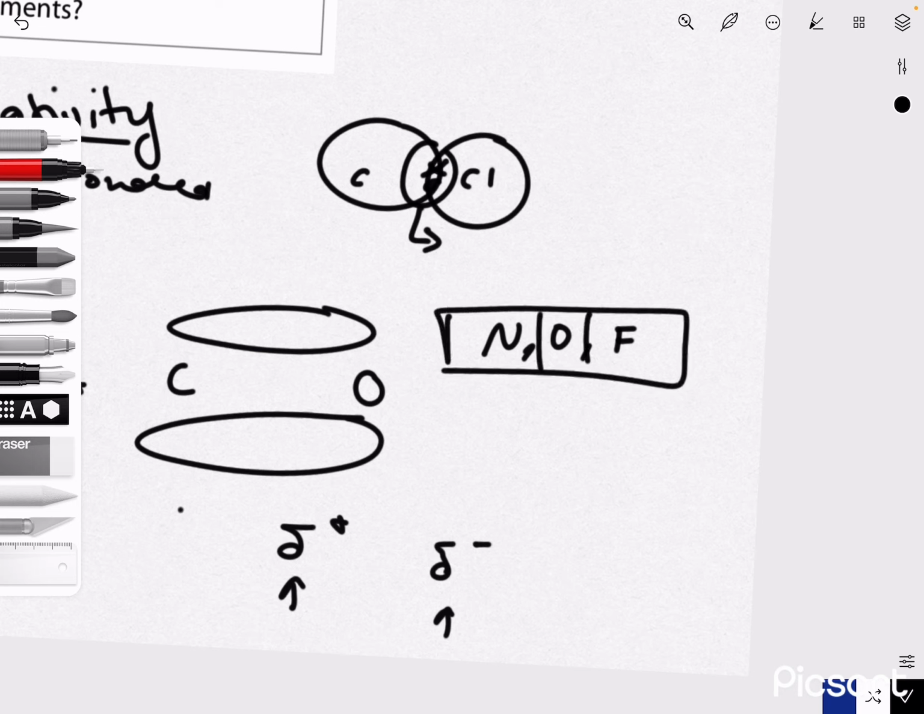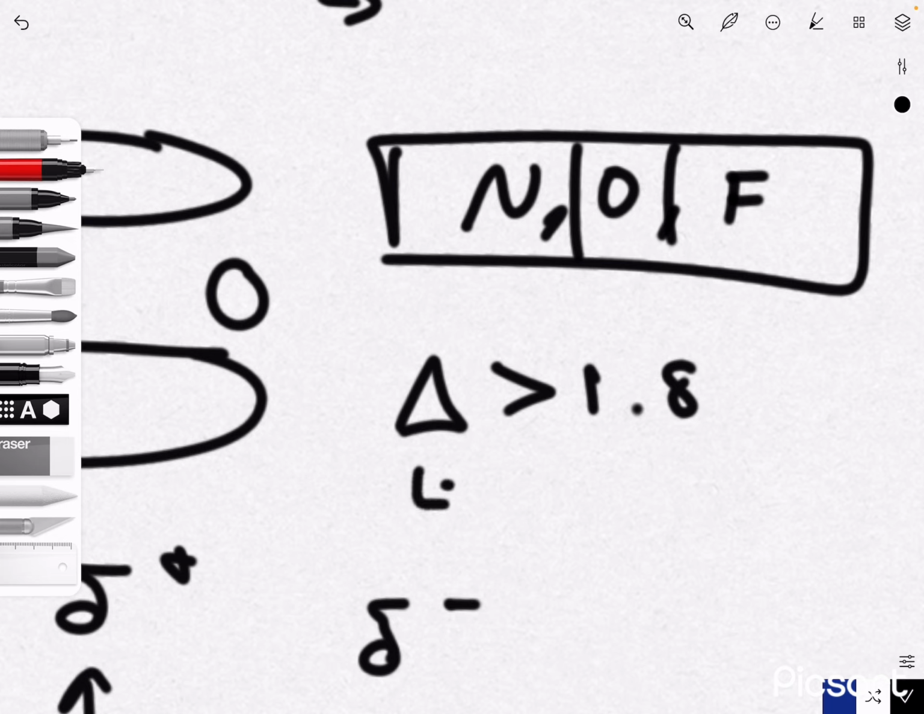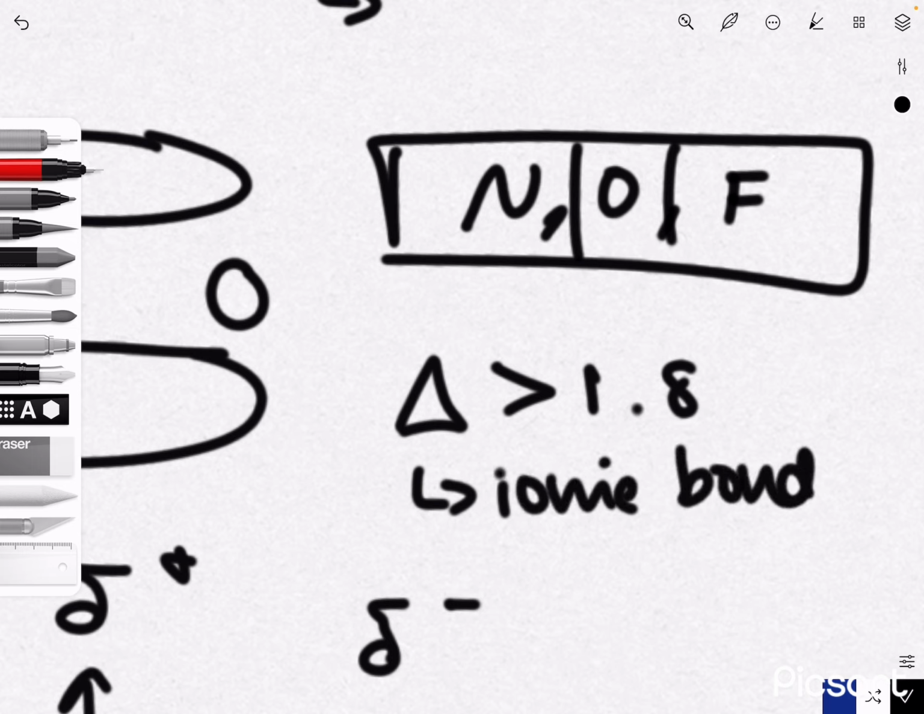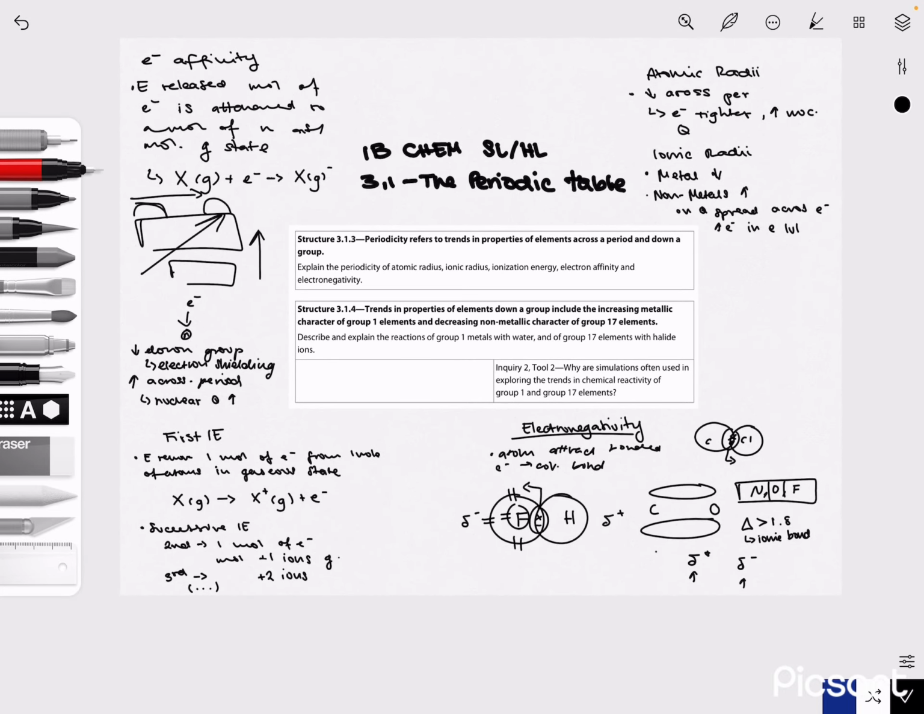But if anything, in your exams, you will have access to a periodic table in which the electronegativities of each element is stated. Now, elements with an overall difference in electronegativity over 1.8. So you subtract the largest by the smallest, and if the number that you get is more than 1.8, that means that you have an ionic bond on your hands. Now that is all for spec point 3.1.3. Let's get on to 3.1.4.